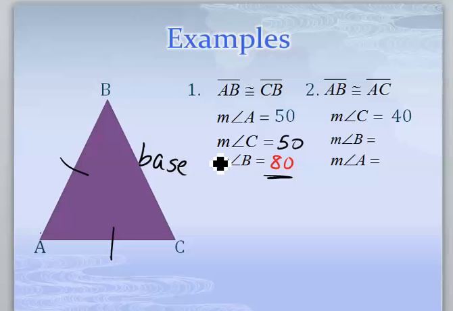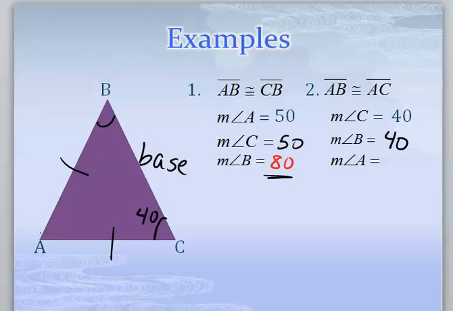So the two angles that touch the base, my base angles, are congruent. So this time, B and C are congruent. This is why it's very important to draw a picture with every problem so you can visually see which sides and which angles are the same. This one says the measure of angle C is 40 degrees. Automatically I know B is congruent to that, so that's also 40.